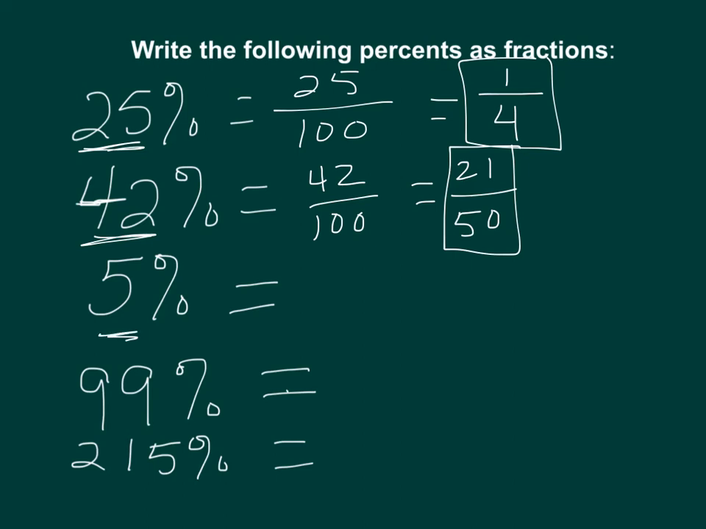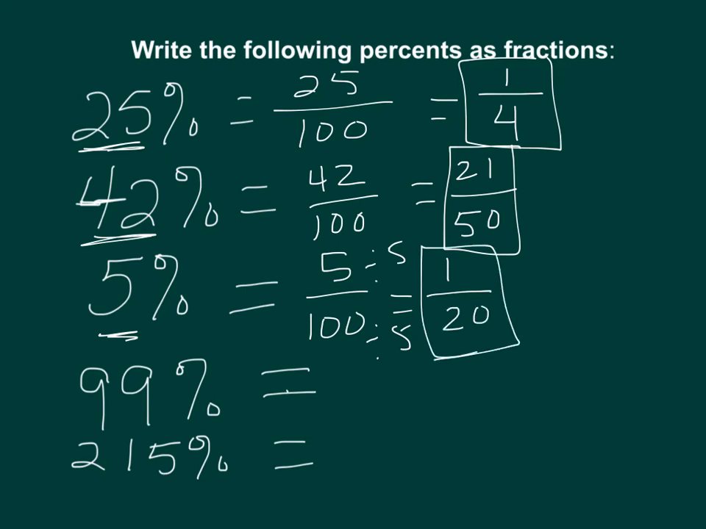5%, we'll take the 5, place it over 100, put them in simplest terms. 5 divided by 5 is 1, 100 divided by 5 is 20, so 5% is equal to 1 over 20, or 1/20th. Same with 99%, 99 over 100. That is actually in simplest terms.